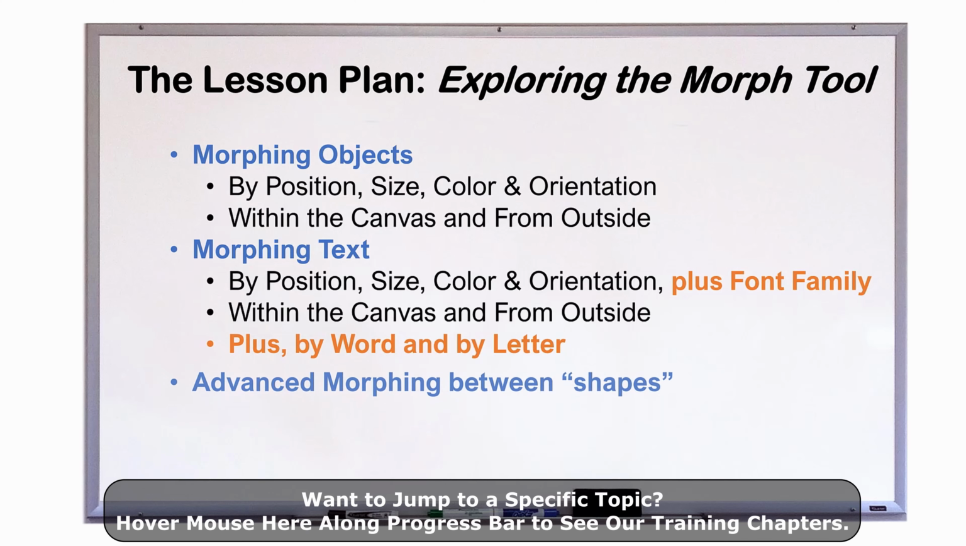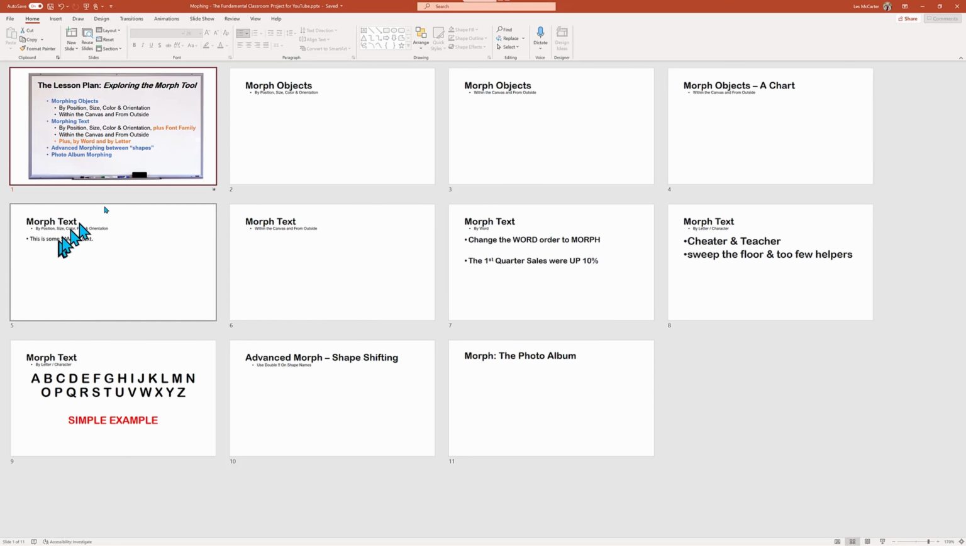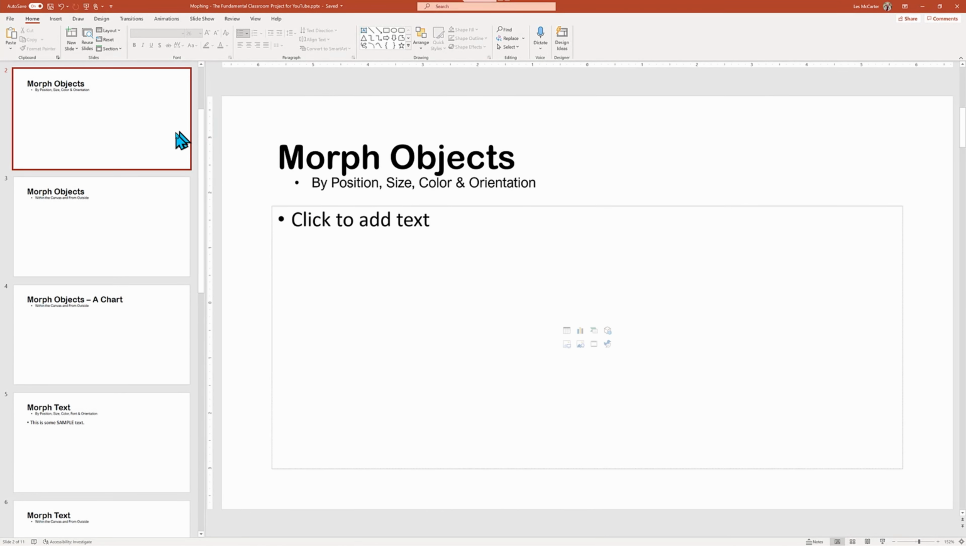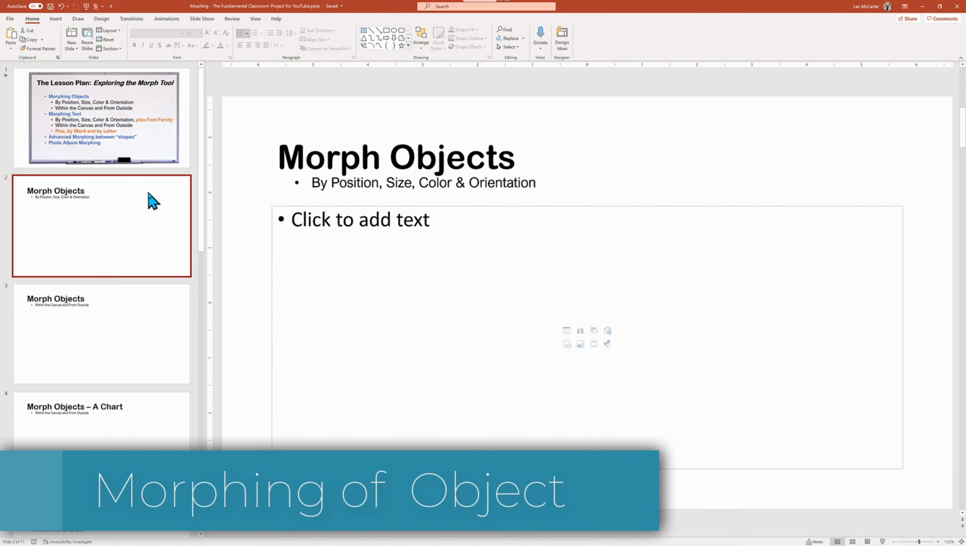And then I'm going to show you how to morph from one object to another shape. Then we'll build the photo album presentation that you just saw. So let's dive in. I'm working on a Windows PC, but every single command will also work on the macOS version of Office 365. Let's start off with morphing of objects.